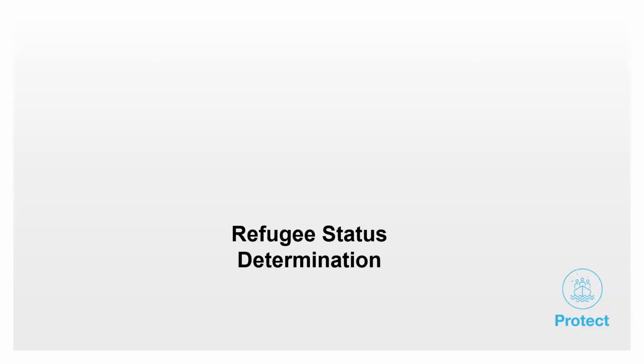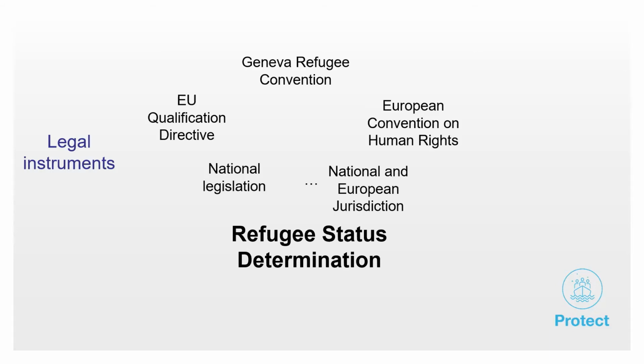So what elements determine whether one gets international protection? Well, first, there are the legal instruments that most of you are already familiar with. To name the most important ones, the Geneva Refugee Convention, the EU Qualification Directive and other European legislation, the European Convention on Human Rights, national legislation, and national and European jurisdiction. Of course, all these legal instruments are not isolated from each other, but are all somewhat intertwined.